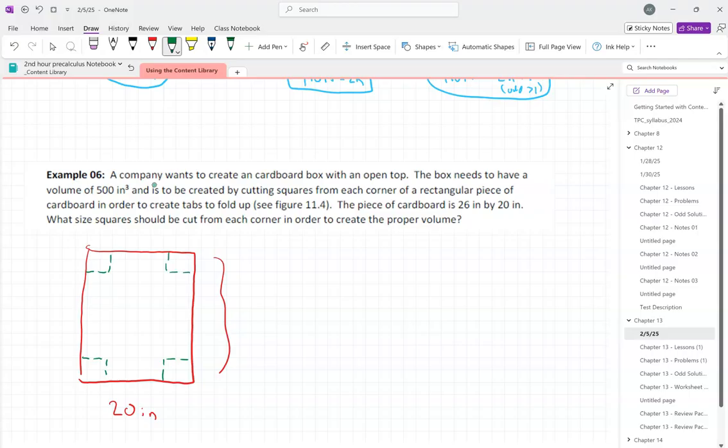We're going to cut the corners out so that when we fold up, we make our box. Can you guys visualize how that's happening? Okay. That was 26 inches. So the question asks, what size of squares? I'm going to call that side length for my square x. That's what we're going to be solving for.